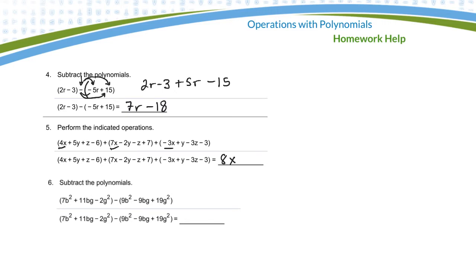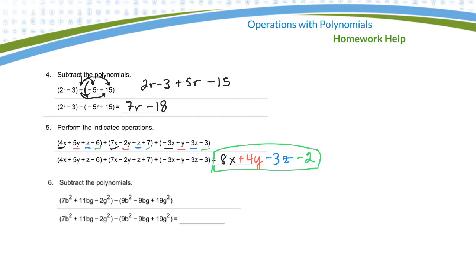And then let's do y's. So 5 minus 2 is 3, and 3 plus 1 would be 4y. Let's do z's. So z minus 3z. So z minus z is 0z, minus 3 would be a negative 3z. And then finally numbers, minus 6 plus 7 minus 3. Minus 6 plus 7 is 1, 1 take away 3 would be negative 2. Okay, so that would be the simplification of that one.